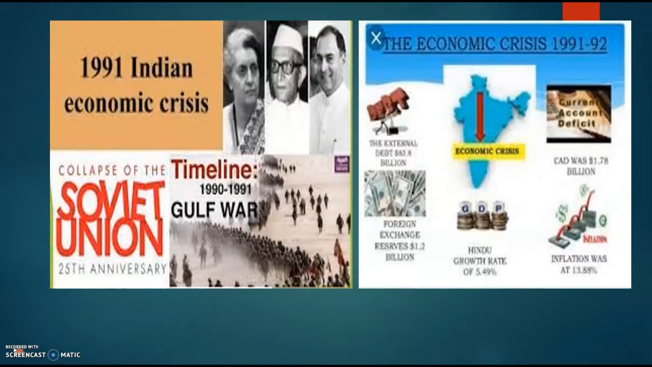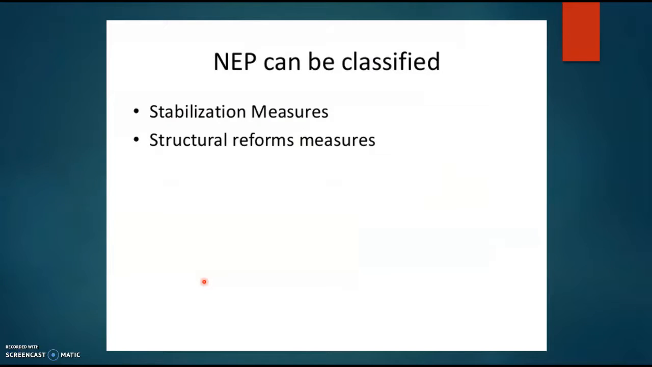To overcome this crisis, we approached which bank? IBRD, the International Bank for Reconstruction and Development, popularly known as the World Bank, and the International Monetary Fund, IMF, and India received a loan of $7 billion. World Bank and IMF imposed certain conditionalities on loans. Then next one, NEP, New Economic Policy. Then the government announced a two-part program, which are the stabilization measures and structural reform measures.